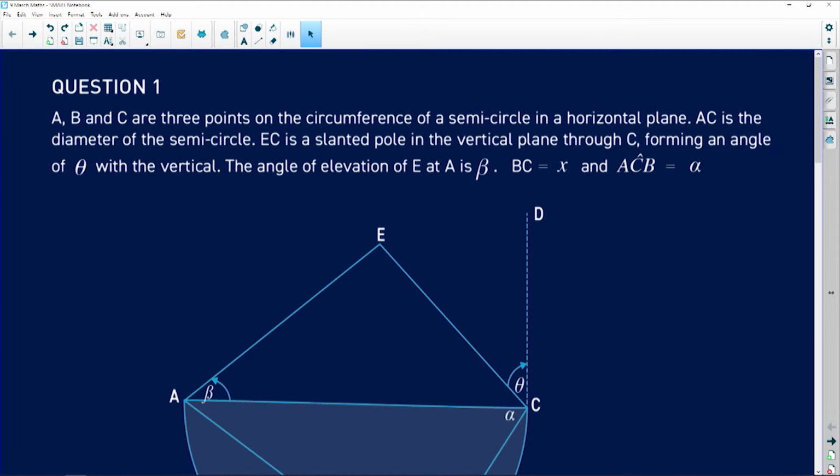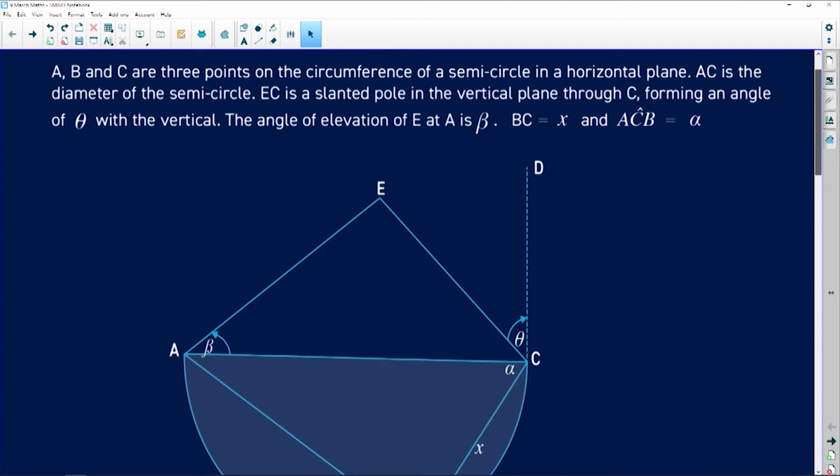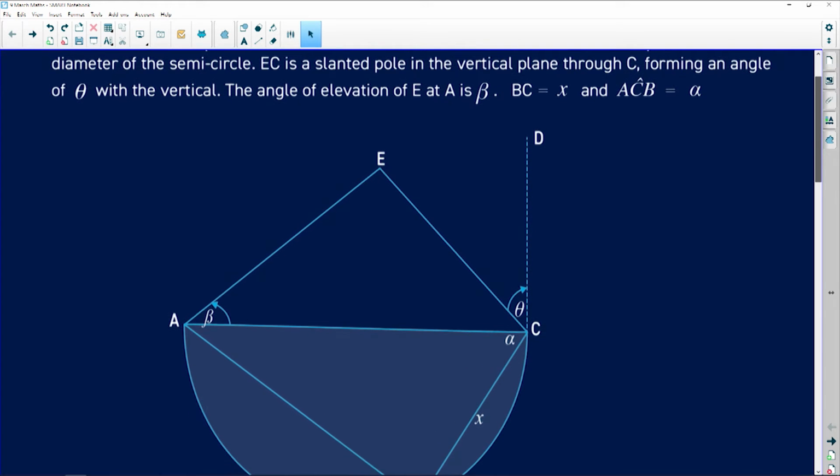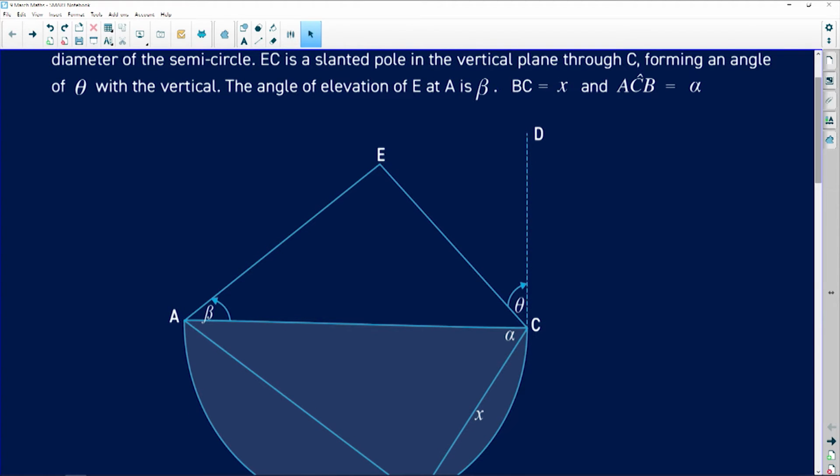Let's jump right into Puleng's question and see what the question was all about and how you really work your way around this. So this is a nice question that is based on 2D and 3D trigonometry, and it reads as follows. A, B, and C are 3 points on the circumference of a semicircle in a horizontal plane. And then we are told that AC is the diameter of the semicircle that the examiner is talking about.